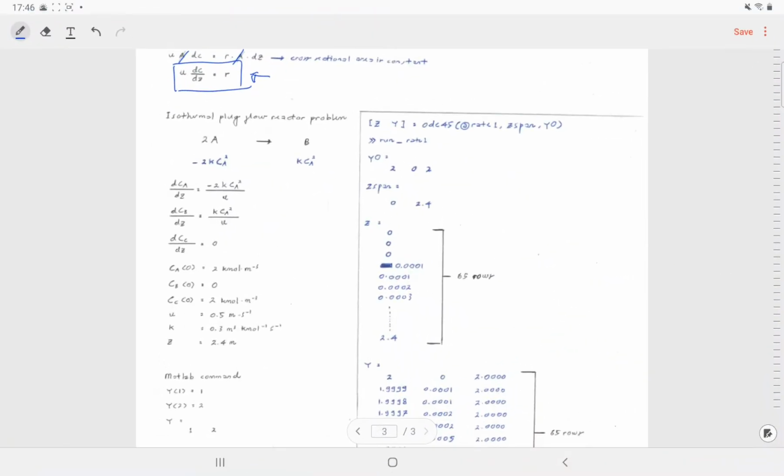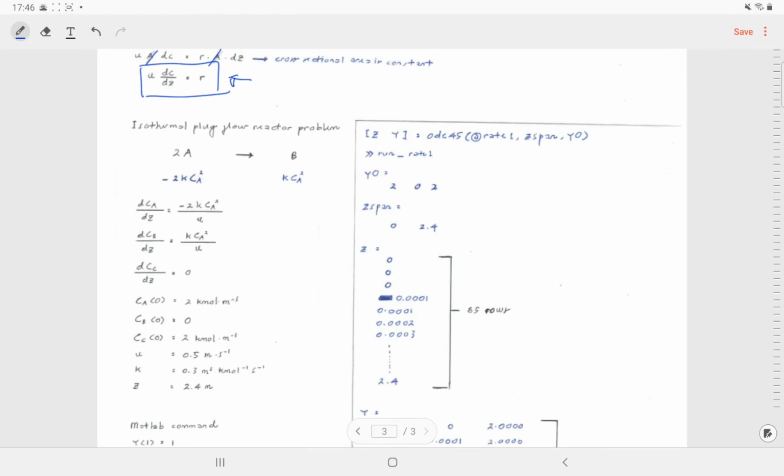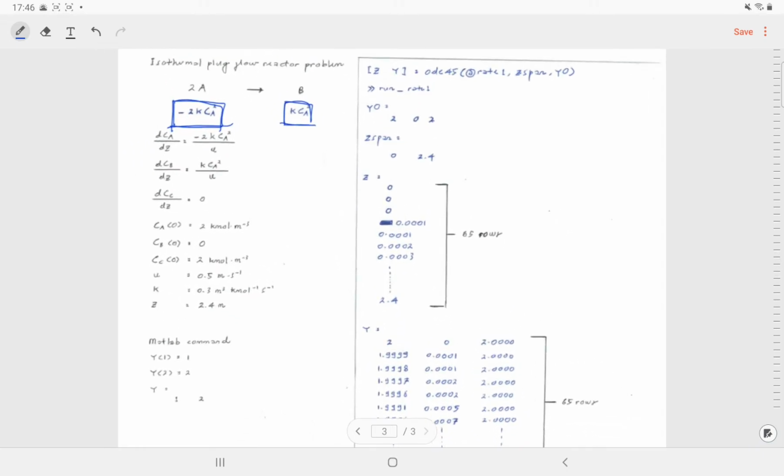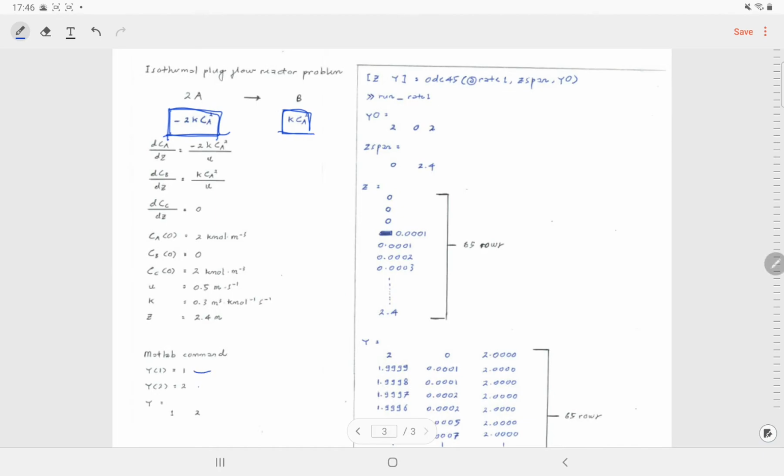Again in here, we see that we need to use stoichiometry to link this production rate of B with A. Okay, so for every mole of B that is produced, 2 moles of A are consumed. Then in here we are just showing the MATLAB command, and then all the definitions for all the parameters in here.